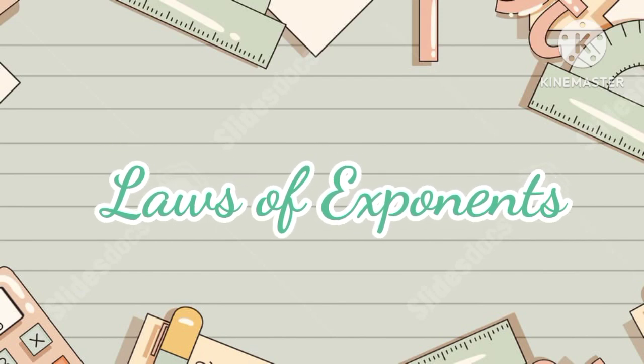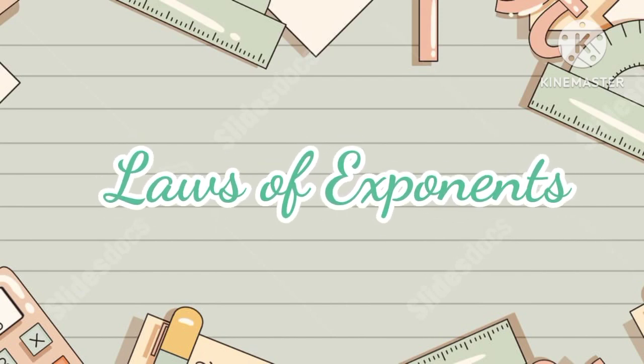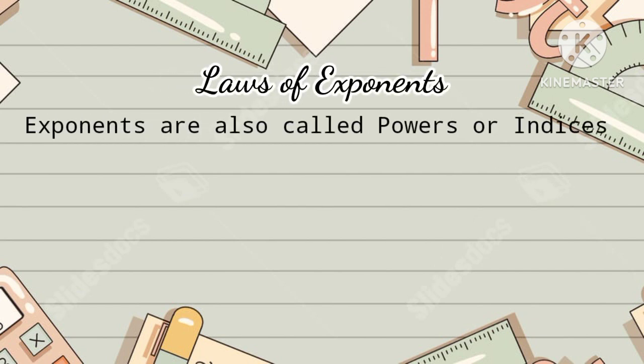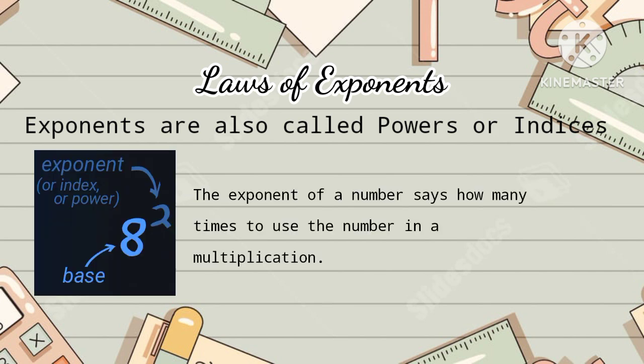Laws of exponents. Exponents are also called powers or indices. Exponents are also known as index or power. The exponent of a number says how many times to use the number in the multiplication.